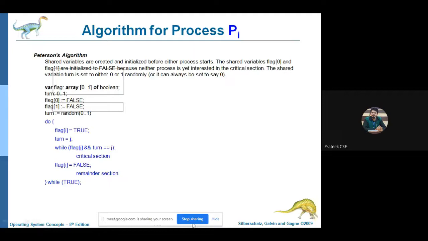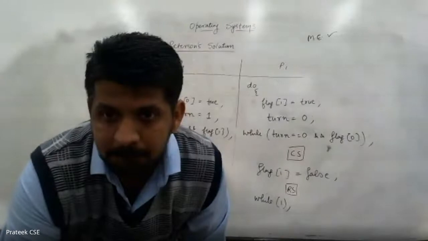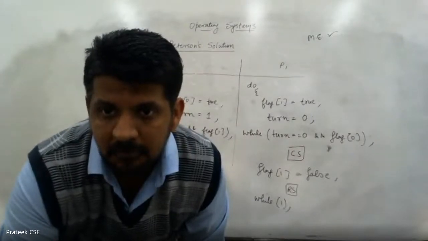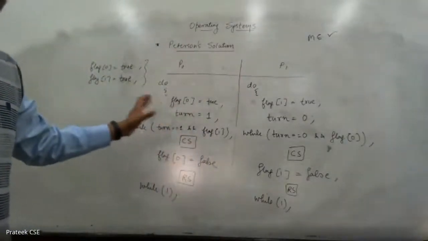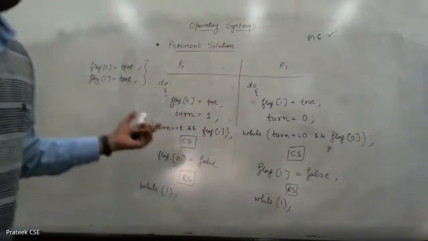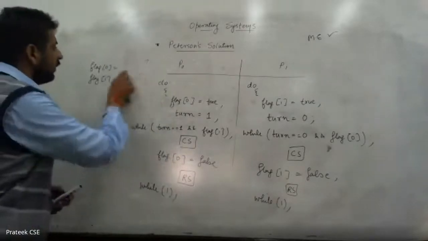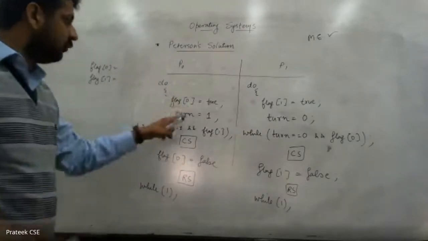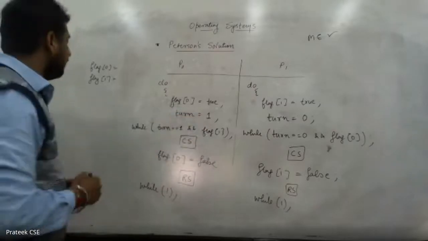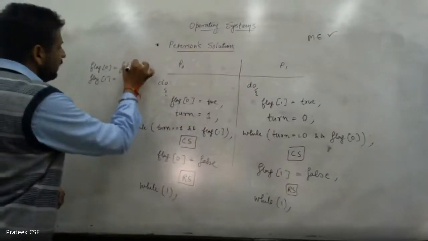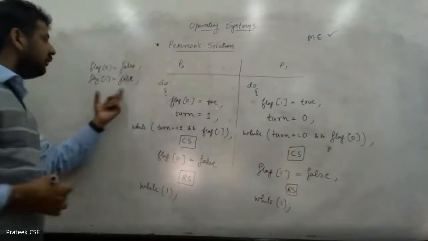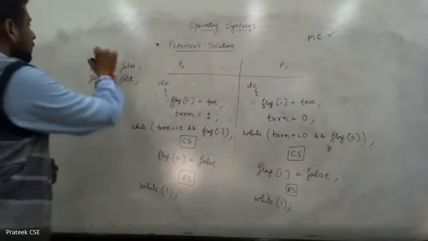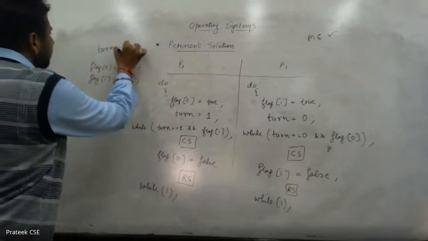Okay, so I have just written the code and let me explain it to you once again. This is the code for both the processes. If I talk about the last algorithm, which is the third algorithm, where we have used both the turn variable as well as the flag array, initially both flag of 0 and flag of 1 are equal to false, and turn can start with any value. It can be 0 or it can be 1.